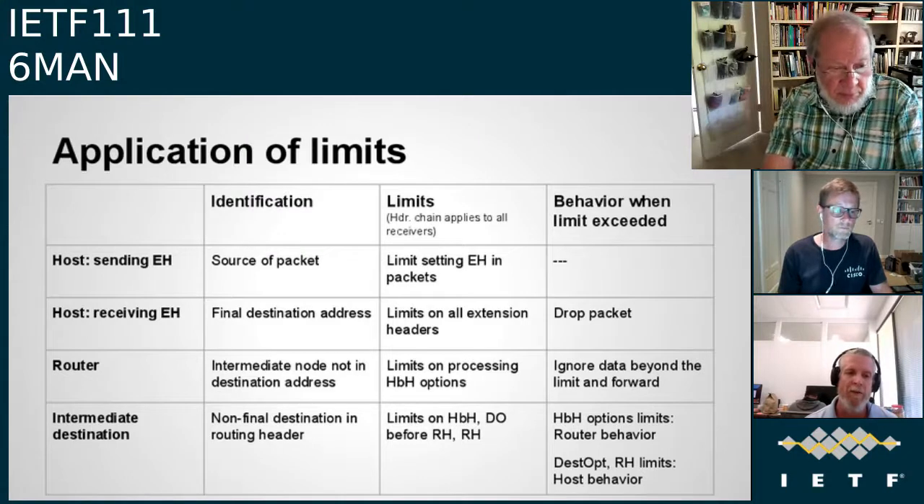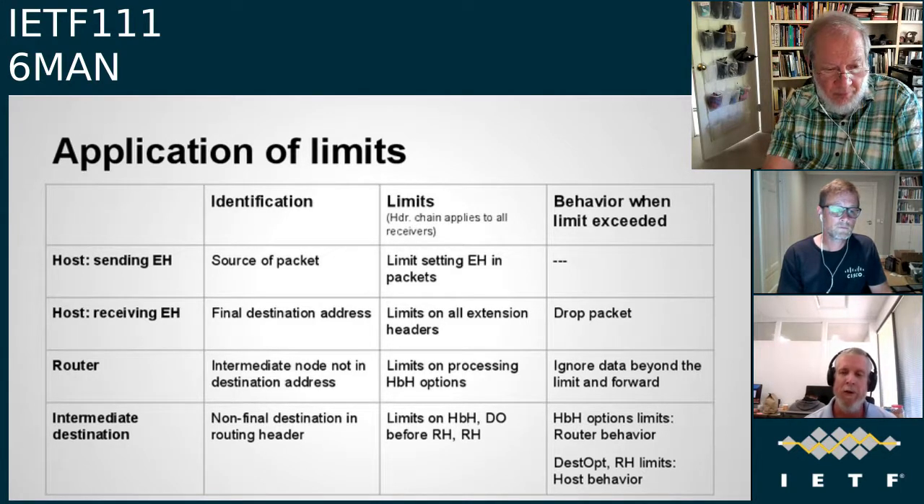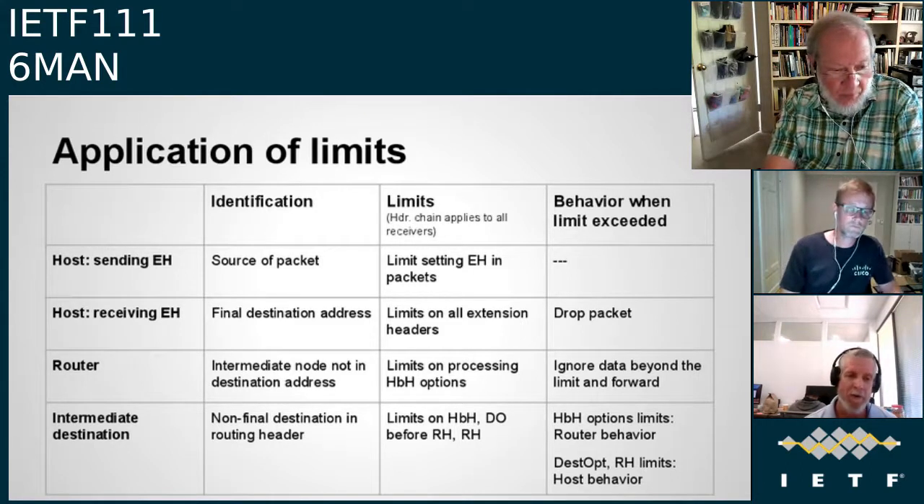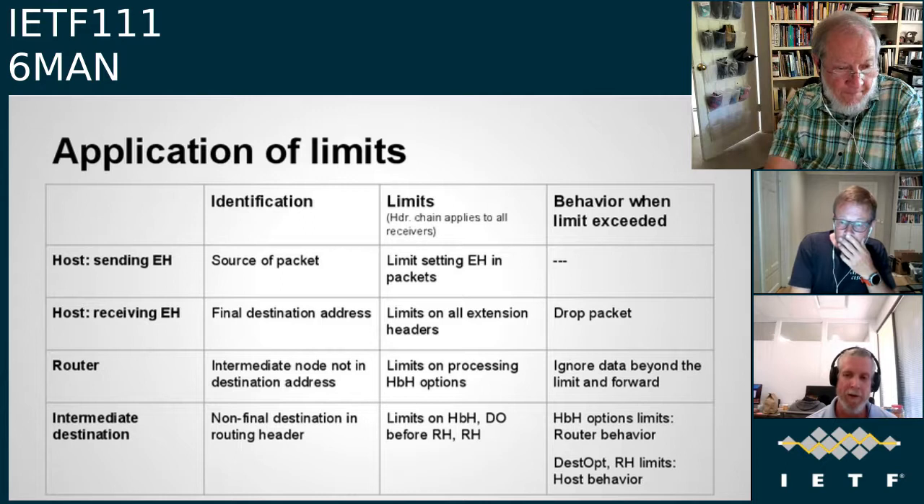And then in the receiving case, we consider the host receiving. This was covered by RFC 8504, I believe. So a host must process all extension headers and options. We're assuming that. The behavior a host applies when a limit is exceeded would be to drop the packet. A router, on the other hand, is an intermediate node, never a destination. So limits primarily apply to hop-by-hop options. The behavior that we expect there is to ignore data beyond the limit. This also correlates to RFC 8200, where routers can ignore all hop-by-hop options.